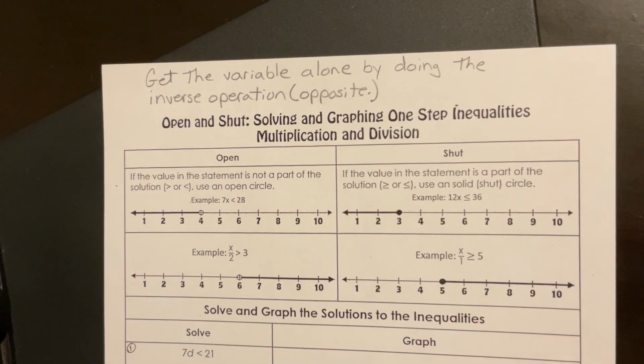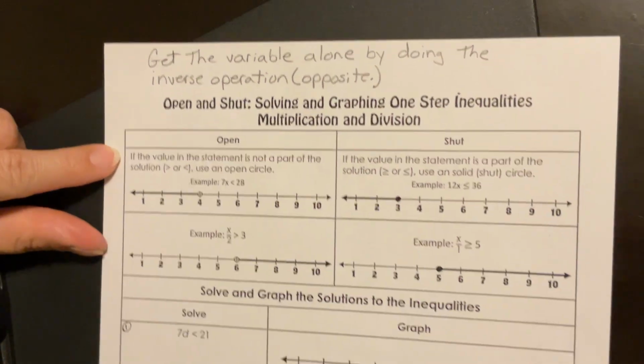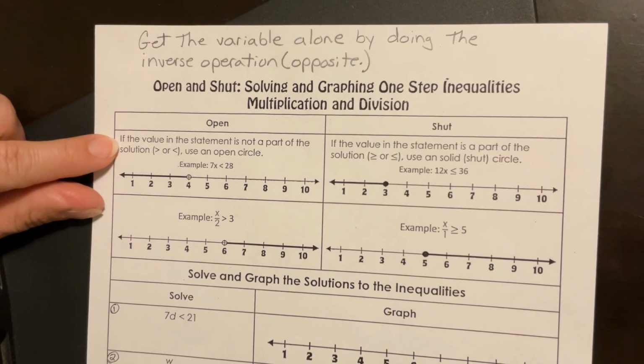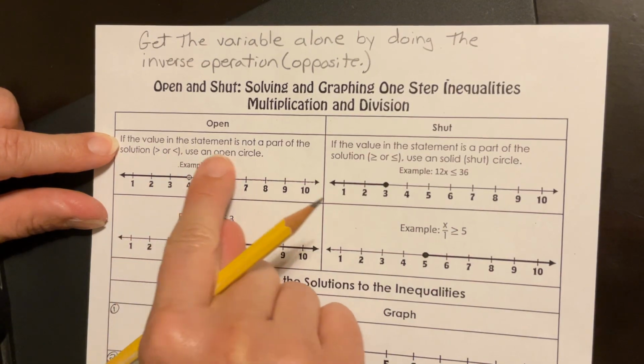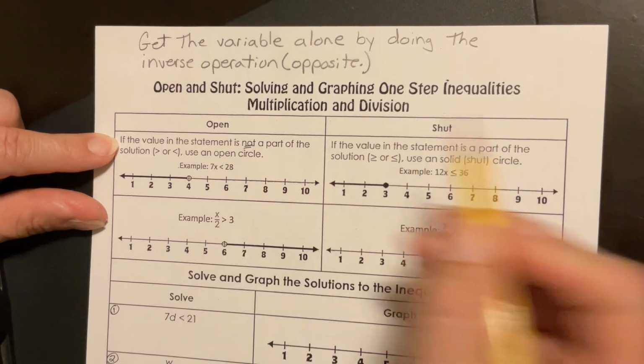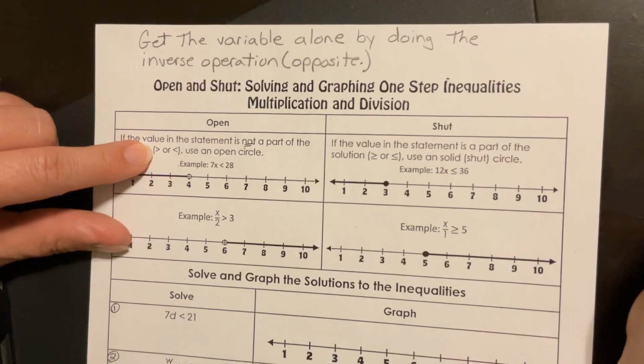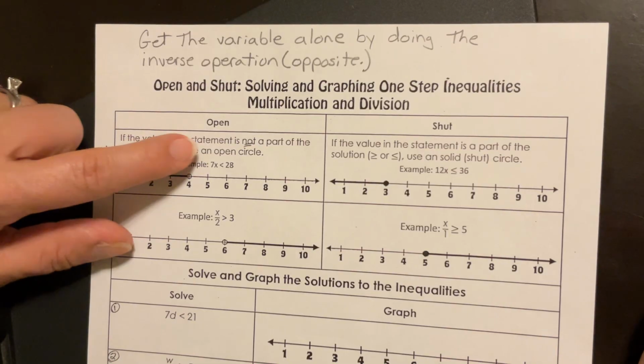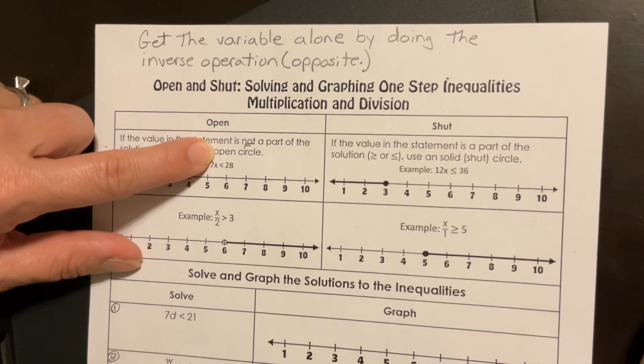We've done this when I've asked you to solve equations. Now we're going to do it with an inequality. The only difference right now is that instead of getting one answer for an equation, you're going to have many answers for the inequality. Graphing it is still the same. If the value in the statement is not part of the solution, meaning it's just greater than or just less than, you've got to use your open circle.